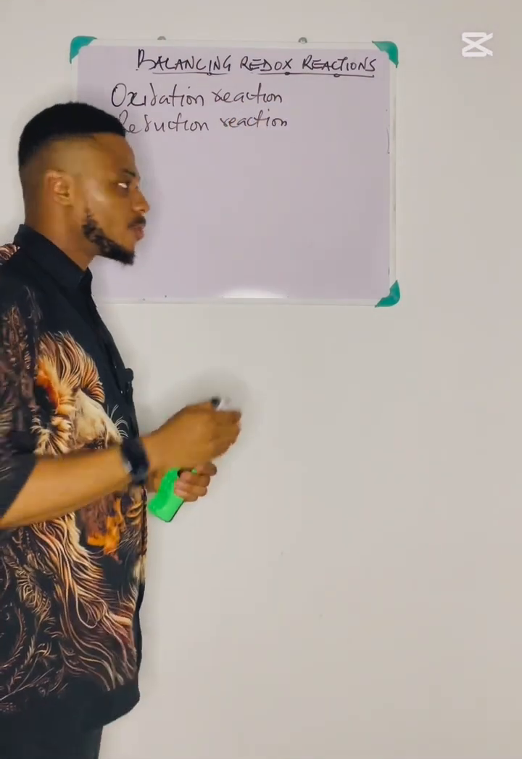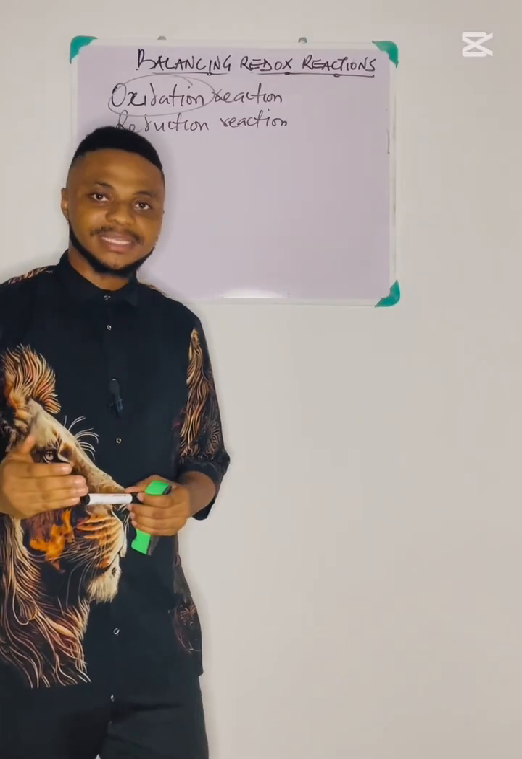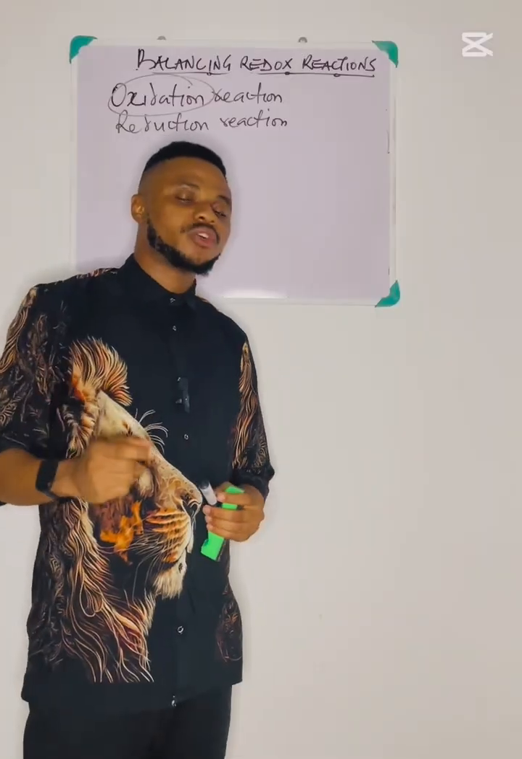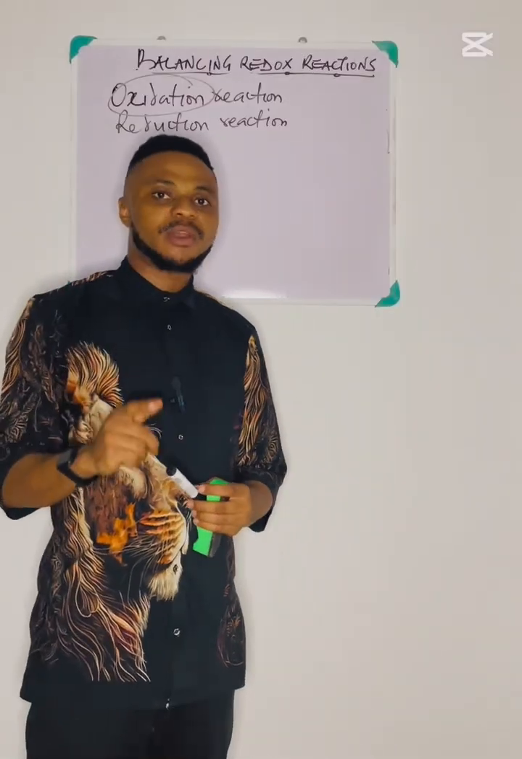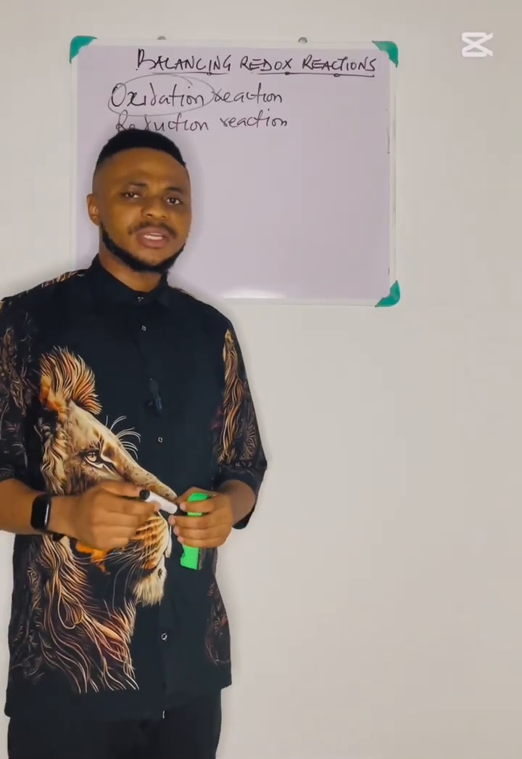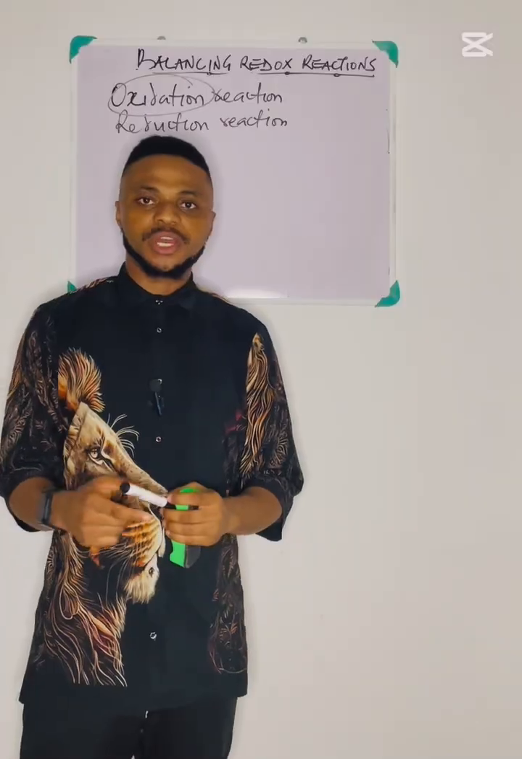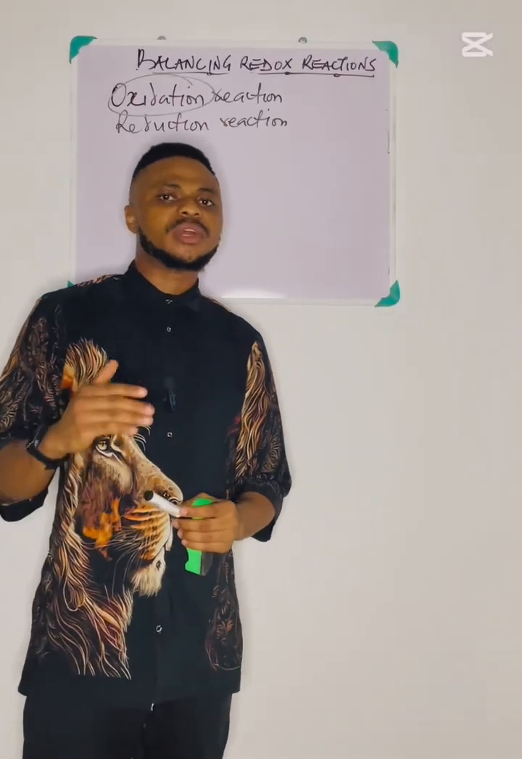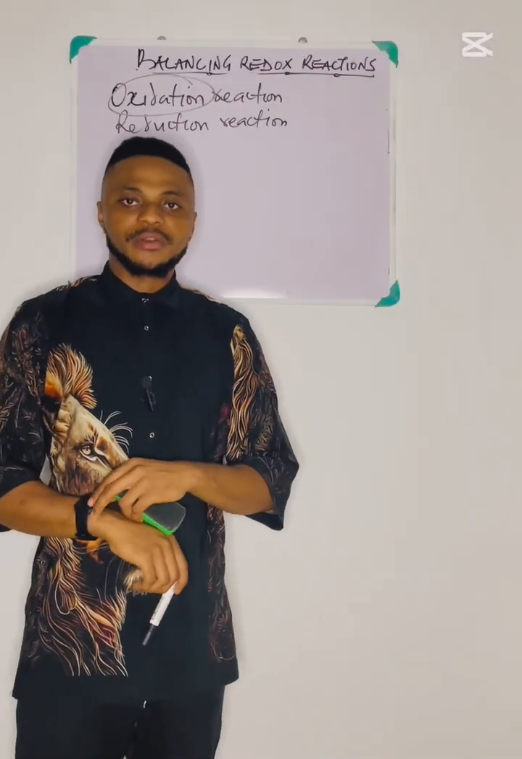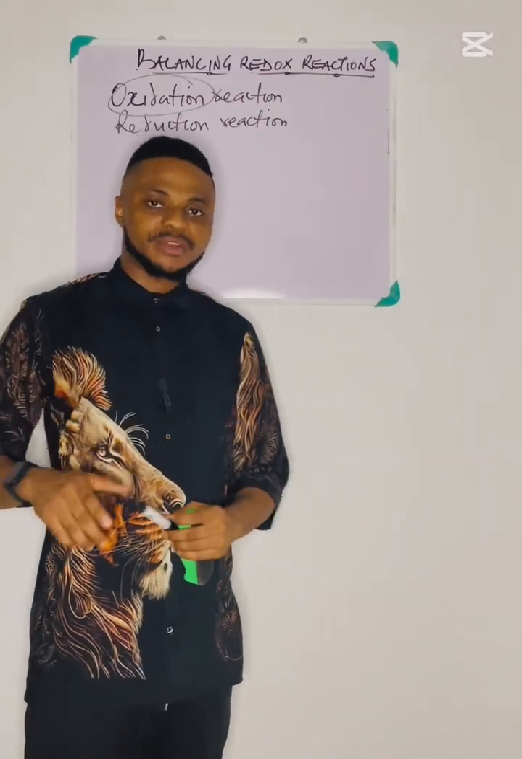So basically, what does the term oxidation mean? Oxidation implies the addition of oxygen, the loss of electrons, and the removal of hydrogen. While reduction means the removal of oxygen, the gain of electrons, and the addition of hydrogen. So when we talk about redox reactions, we are talking about reactions that are composed of both oxidation and reduction reactions. So quickly, we'll be delving into balancing of redox reactions.